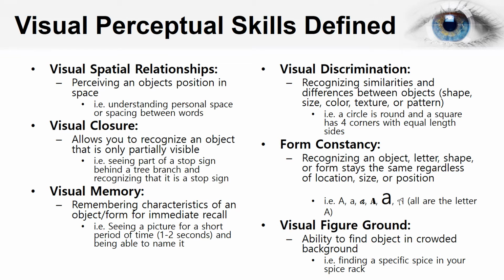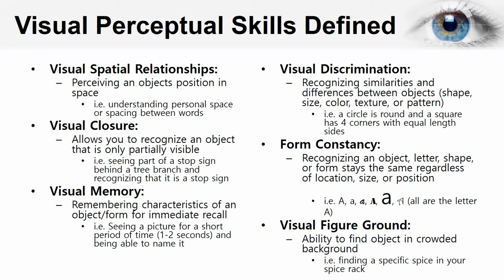Part of visual motor integration is visual perception. Visual perception is the ability to see visual information around us and interpret its meaning. Another way to think about this is that it's our brain's ability to make sense of what our eyes are seeing. Visual perceptual skills can be broken down into 6 items listed on the screen.